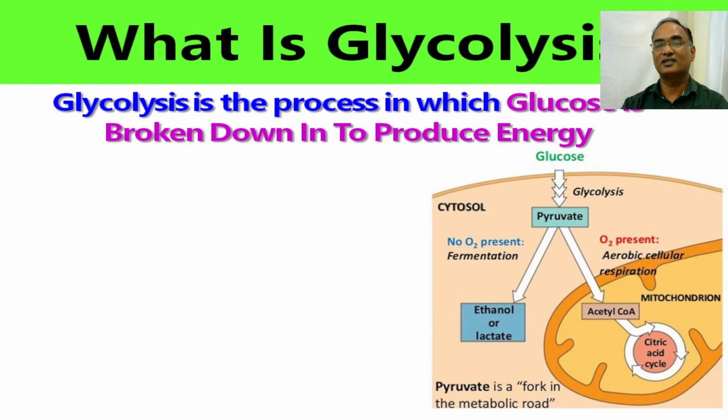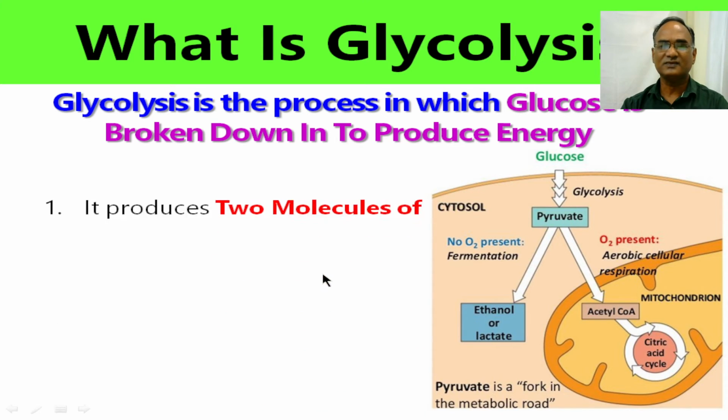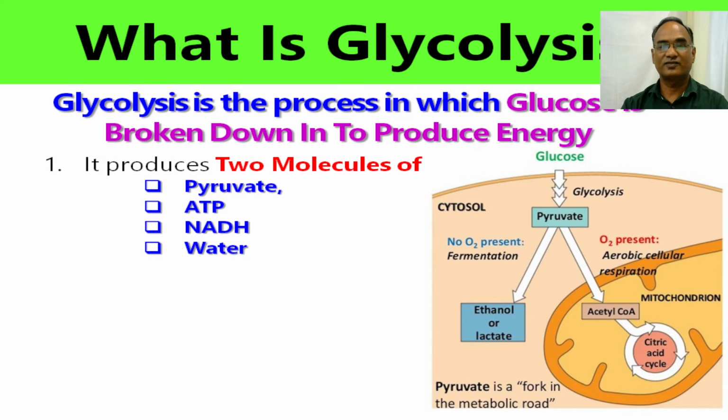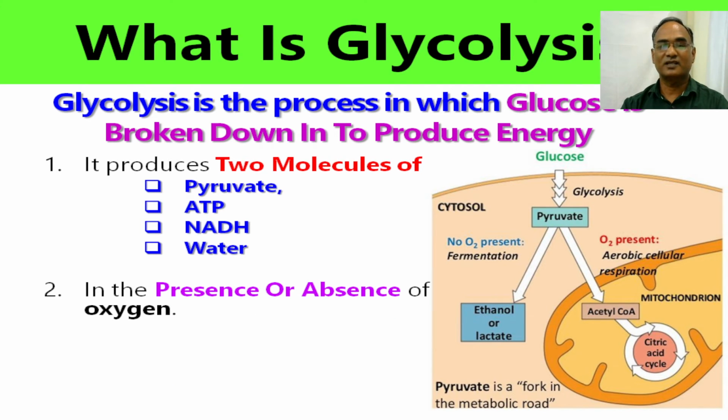That energy is derived from glucose only, either in the form of the Krebs cycle or the lactic acid cycle. Only these two ways we can utilize glucose, and glucose as pyruvate. So at the end of this process, you will get two molecules of pyruvate, two molecules of ATP, two molecules of NADH, two molecules of water, and it proceeds with the presence or absence of oxygen.